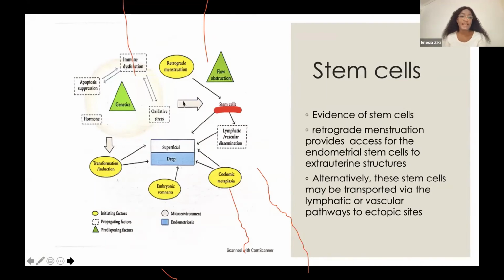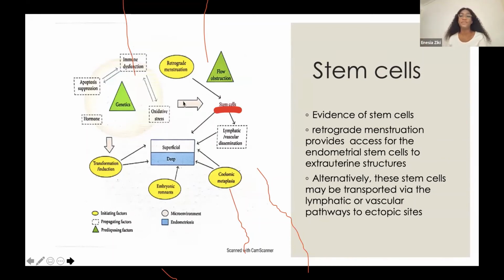So I brought this diagram up a bit later, and what I'm interested in right now is the red underlined, the stem cells. So this is an interesting theory. It's not very new, but it's an upcoming theory with much interest around it. And why do we say, where's the evidence of stem cells? So we know that there are stem cells in the uterine lining because of menstruation happening every month.